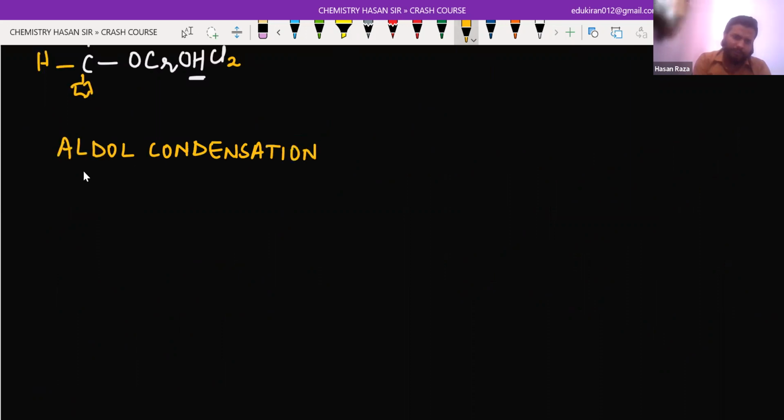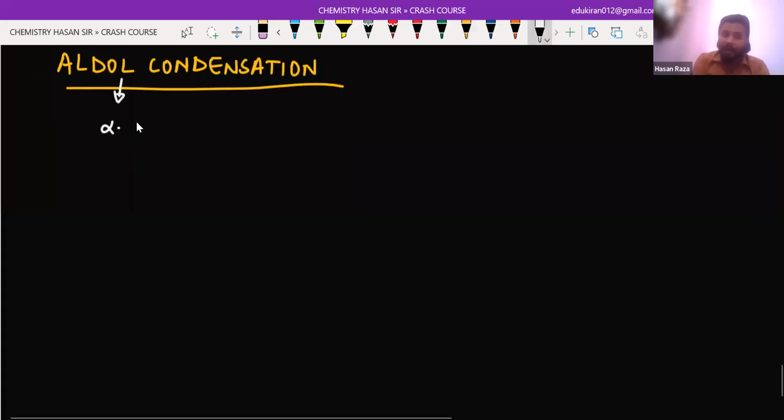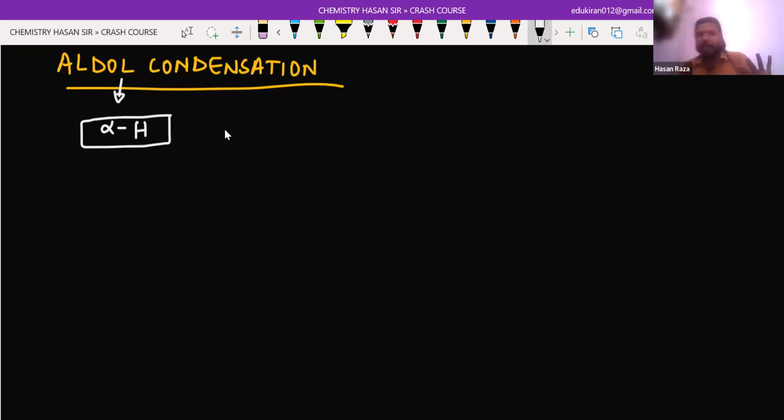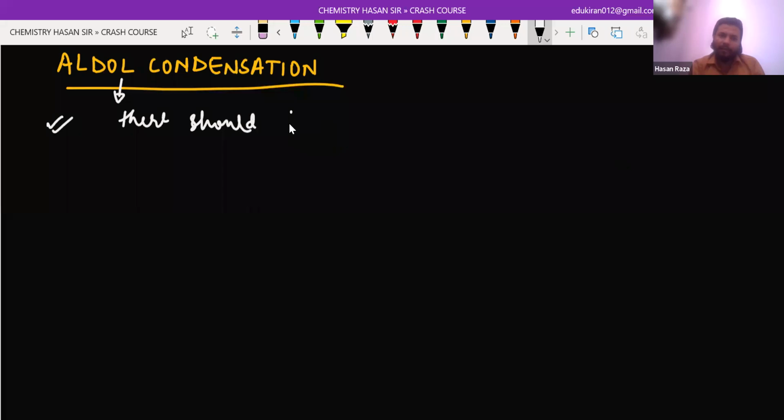Now see what it is, aldol condensation. First of all, for aldol condensation, there must be alpha hydrogen. If alpha hydrogen is not in either aldehyde or ketone, you cannot do aldol condensation or aldol reaction. Alpha hydrogen must be not equal to zero. So I'm going to write a point. There should be an alpha hydrogen.